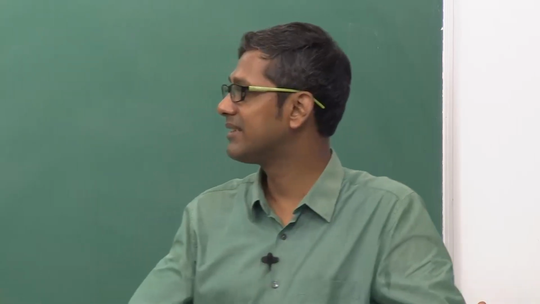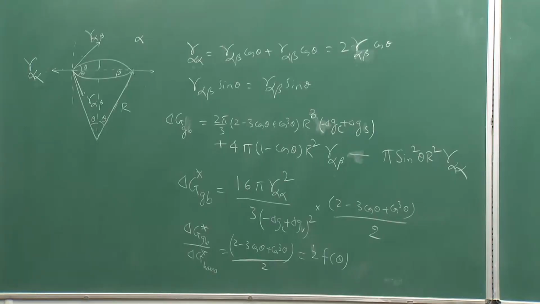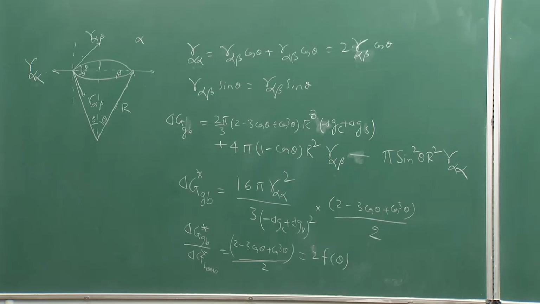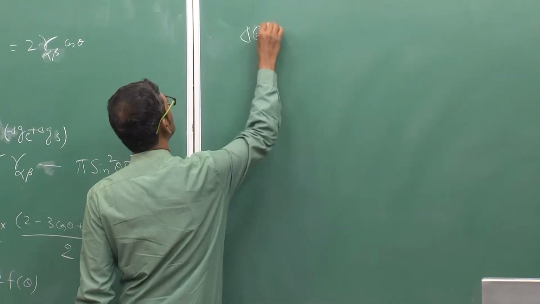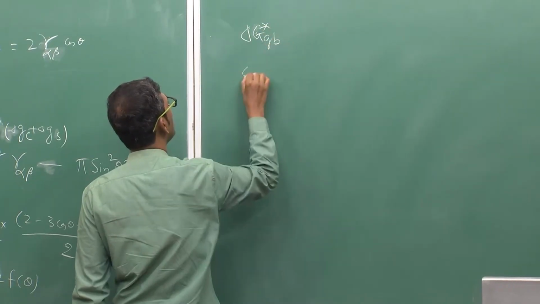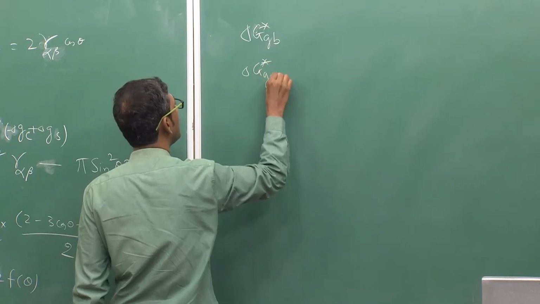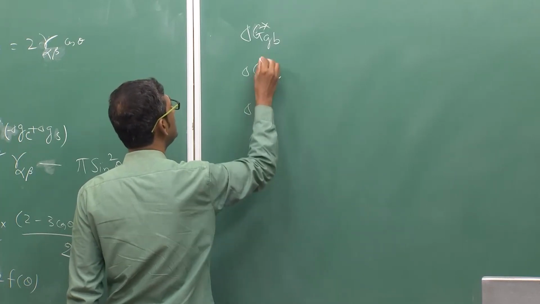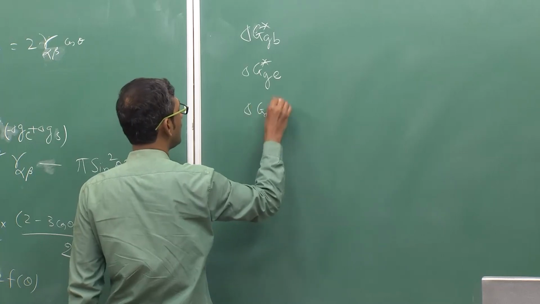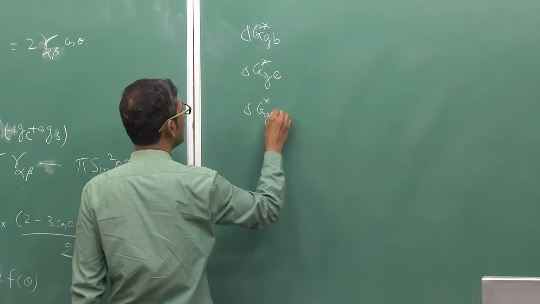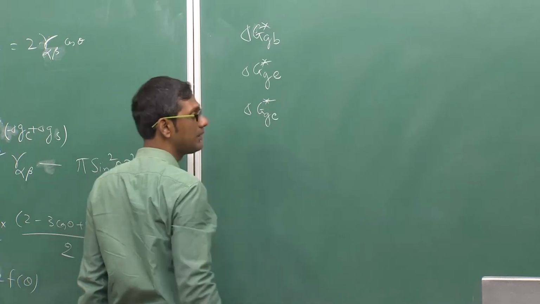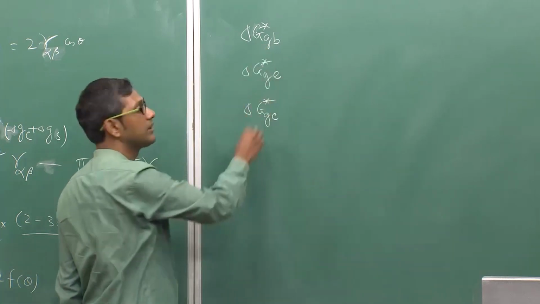So once you do all this maths and get this delta G for the grain boundary, basically you can get all these values. You can get delta G_B star, you can get delta G grain edge star and delta G grain corner star. 3 values for this critical barrier.